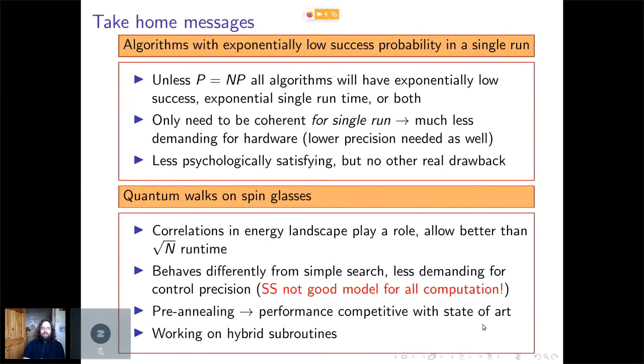This pre-annealing technique can give us competitive performance with the state of the art, and really starting to think of how to put this together with hybrid techniques seems like it would be worthwhile. We're working on that, but it takes time, and some thinking about it. So with that being said, I think that's the talk. I'm happy to answer questions.